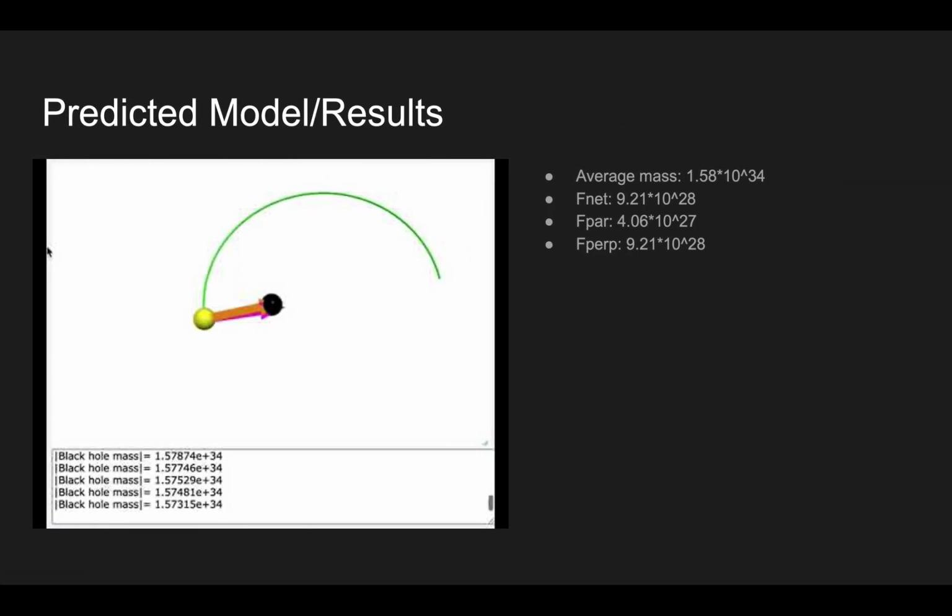This was the result after running the simulation. The orange arrow represents the change in net force, the purple represents the perpendicular net force, and the blue represents the parallel net force. The results of this lab were that the average mass ended up being 1.58 times 10 to the 34th kilograms. F net was 9.21 times 10 to the 28th newtons, F parallel 4.06 times 10 to the 27th newtons, and F perpendicular 9.21 times 10 to the 28th newtons.